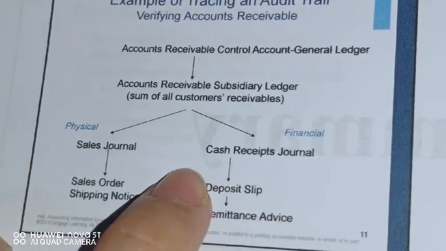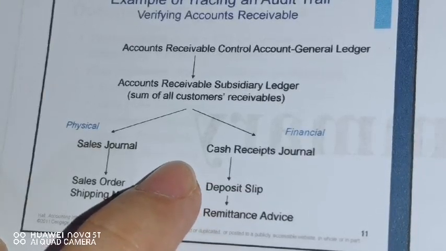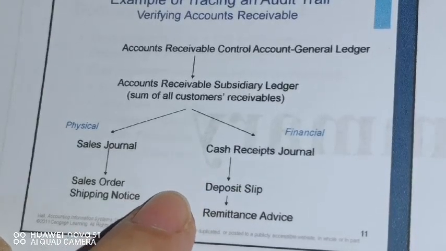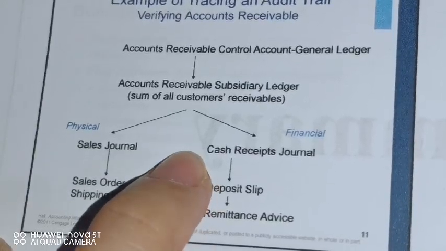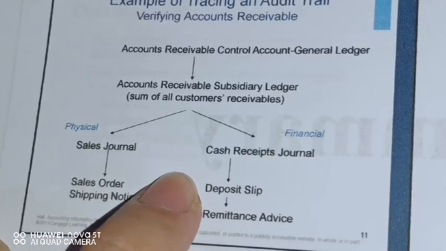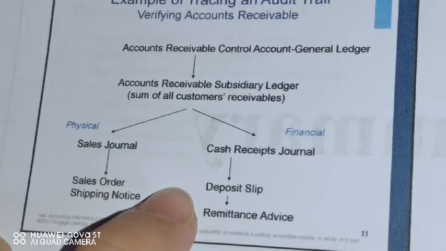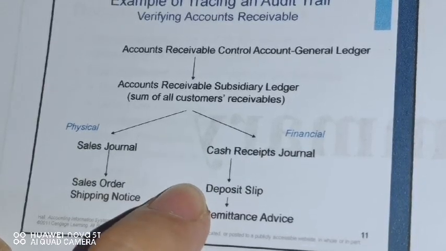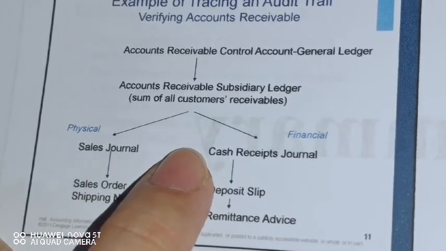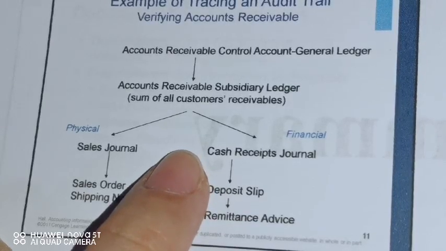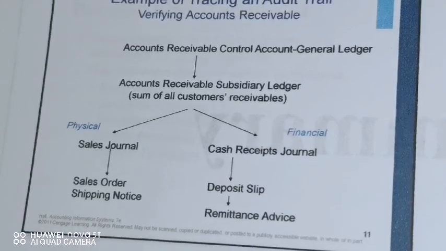And then on the financial aspect, you will see the cash receipts, wherein the source documents of that are the deposit slip and the remittance advice. So, dapat yung naka-record sa cash receipt, supported siya with the deposit slip or remittance advice. It is the proof na ito nga talagang pera na ito is actually natanggap. Hindi lang siya naka-record basta sa cash receipts journal. So, that's the example of tracing an audit trail.